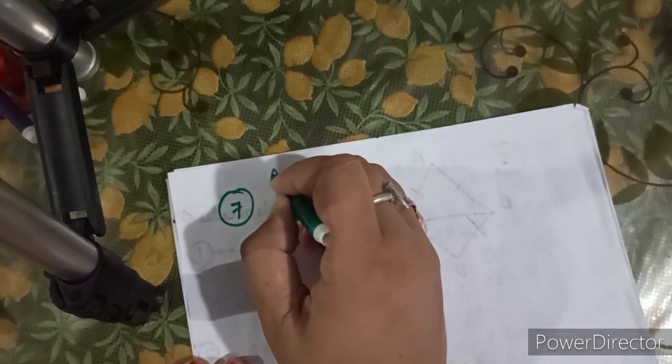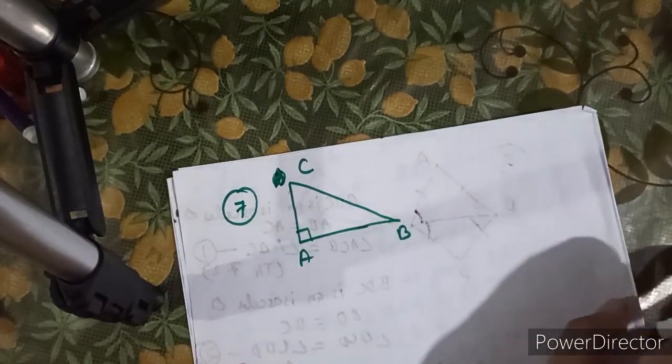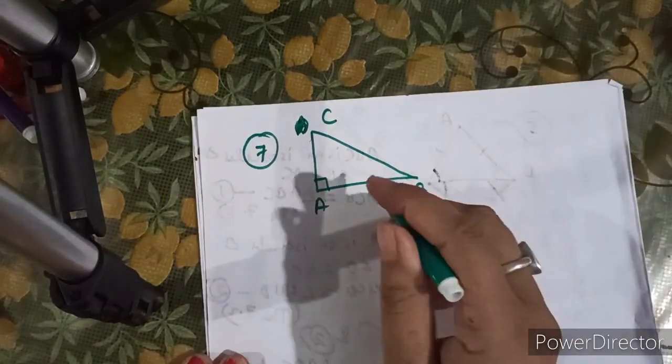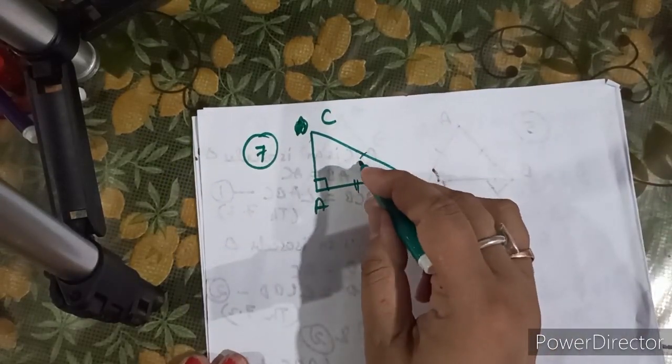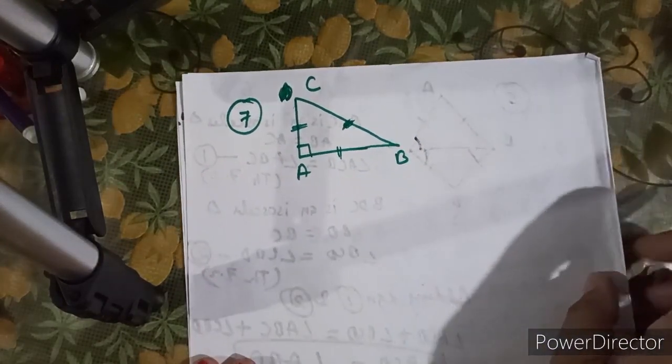Let me write this as angle C. Your angle A is 90 degrees and it is given that side AB is equal to side AC. These two angles are equal.